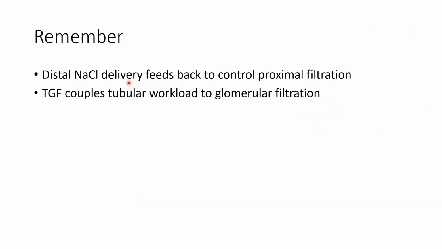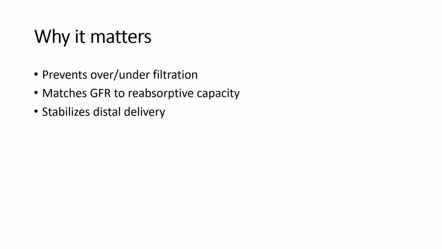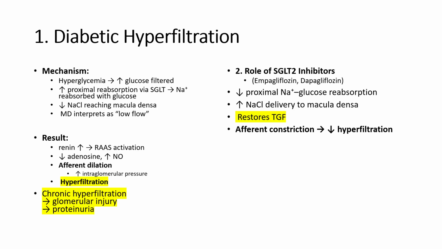So you need to remember that distal NaCl delivery is a feedback to control proximal filtration, and the tubuloglomerular feedback couples tubular workload to glomerular filtration. Why does it matter? Because it prevents over- or under-filtration, matches the GFR to the absorptive capacity of the kidney, and stabilizes distal delivery. A bit about diabetic hyperfiltration.